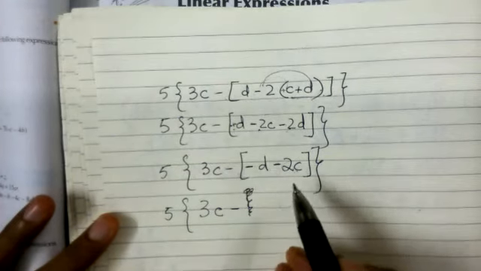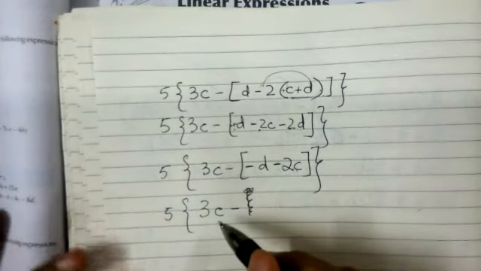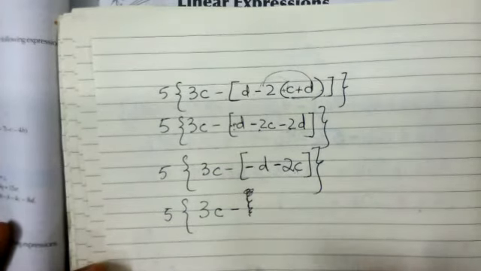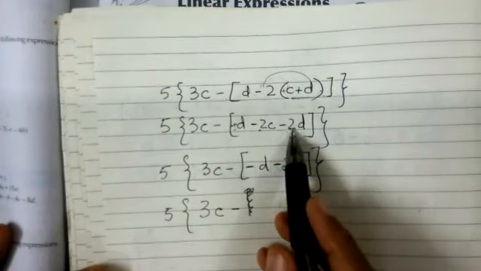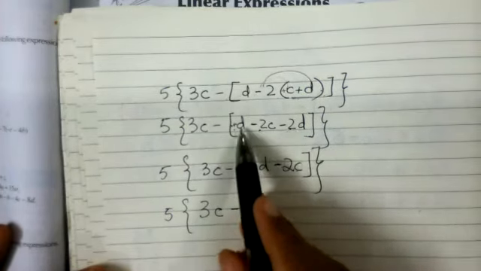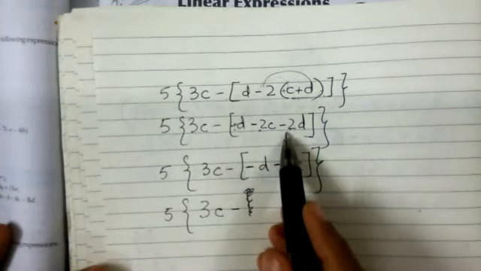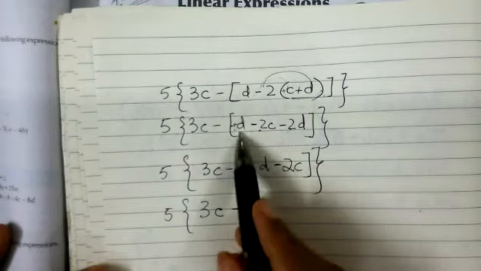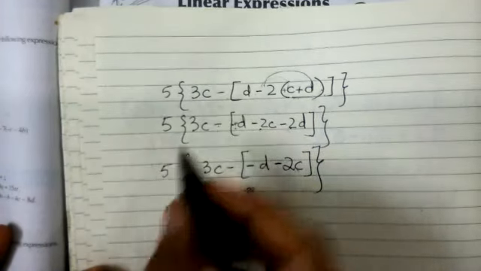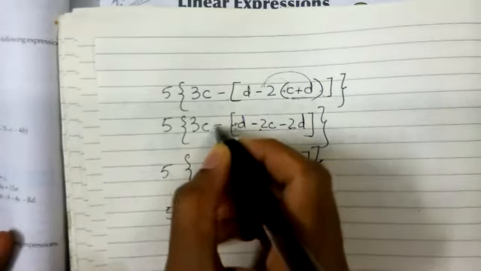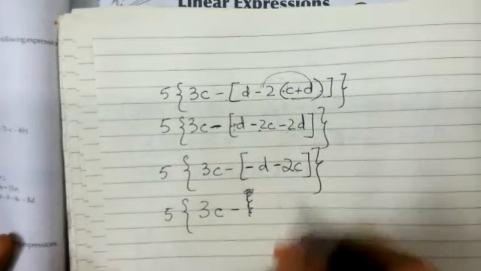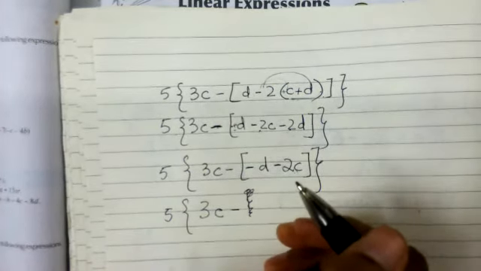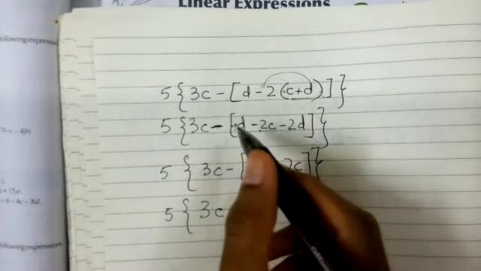Miss, I have a question. The D was positive before, but why did you make it negative? This is positive D, this is negative 2D. But aren't we supposed to multiply it with the 3C? We are not supposed to multiply by 3C. Can you see there is a subtraction sign between the bracket and 3C? So that means the relationship is of subtraction, not multiplication. Okay, so we're supposed to do D plus minus D, plus D minus 2D.